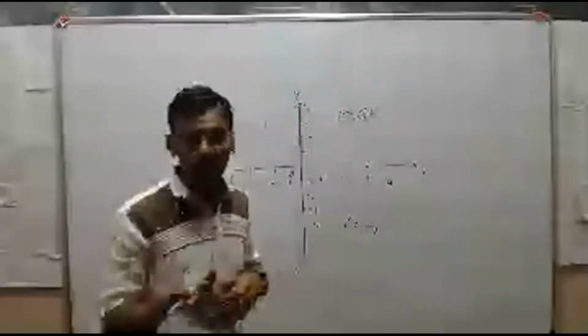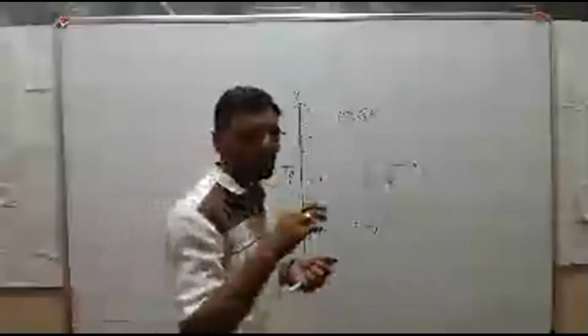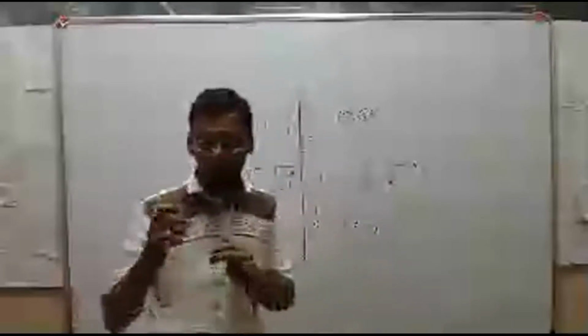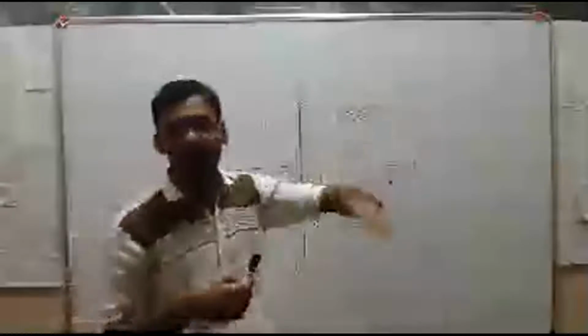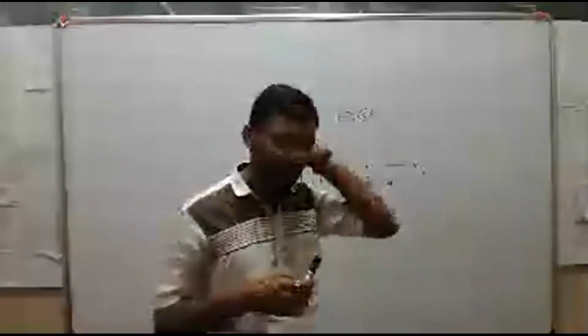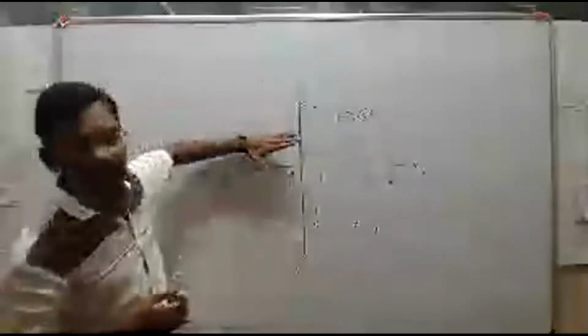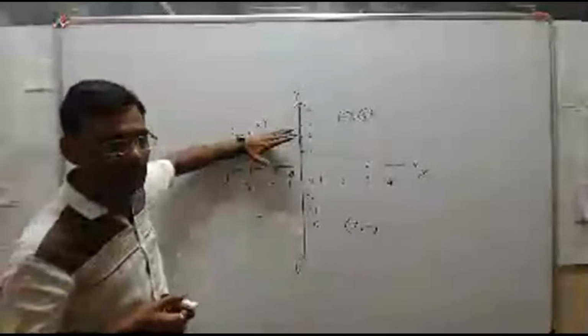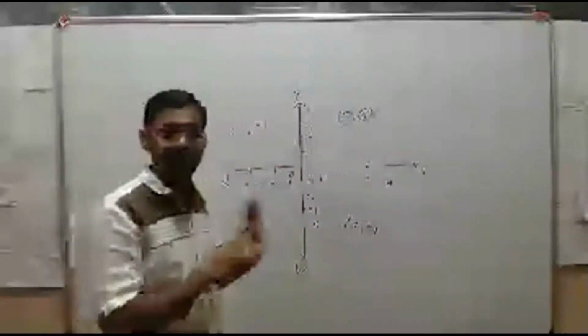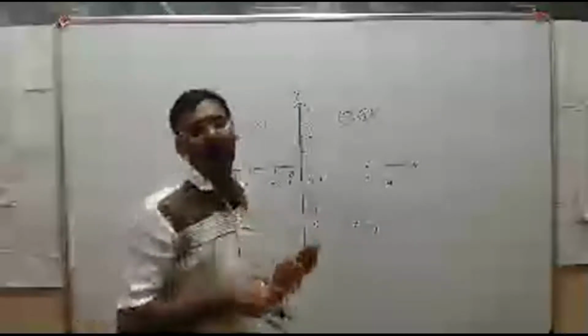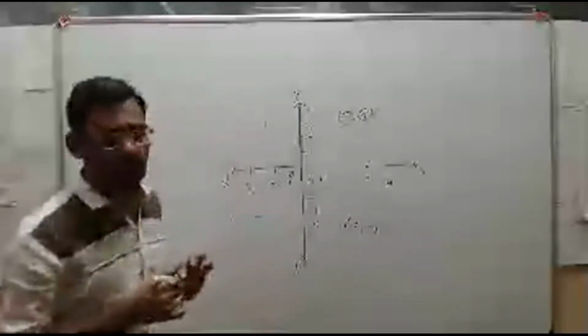So coordinate geometry is the tool we are going to use to study geometrical figures with the help of the algebraic part. Now this is a Cartesian plane. All of you know this Cartesian plane. The Cartesian plane has how many quadrants? 4 quadrants. How to locate the points? Do you know?